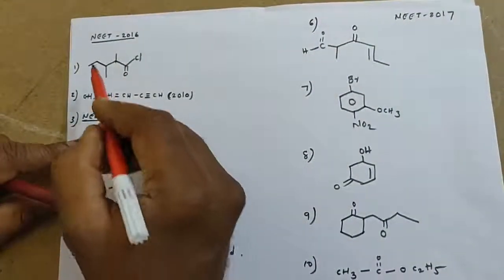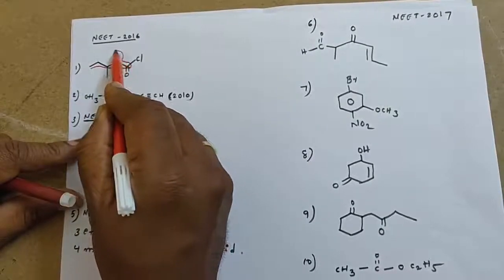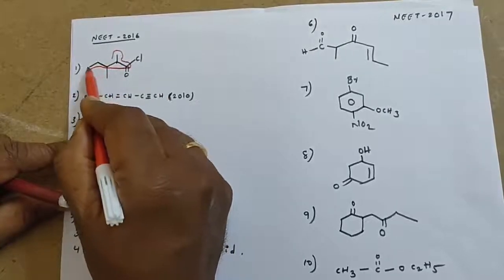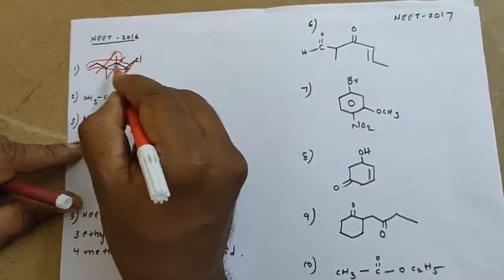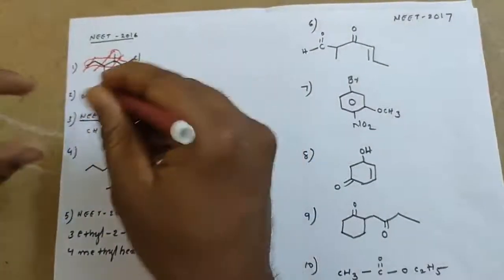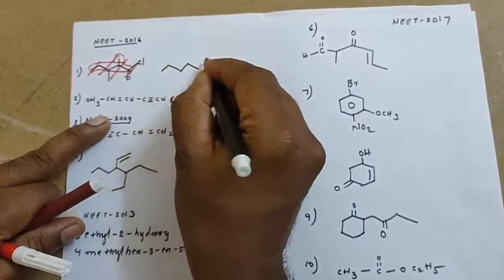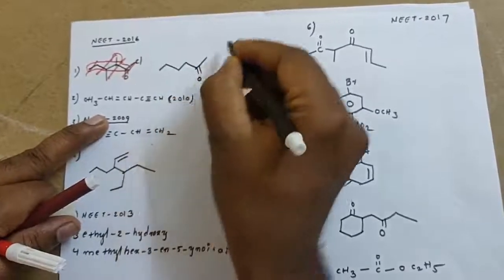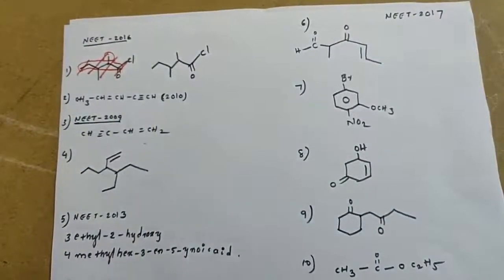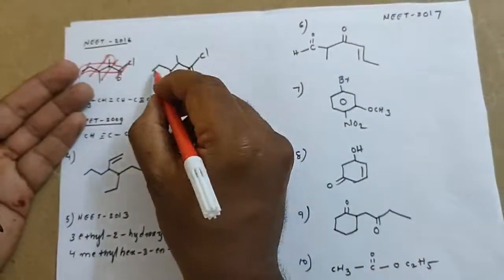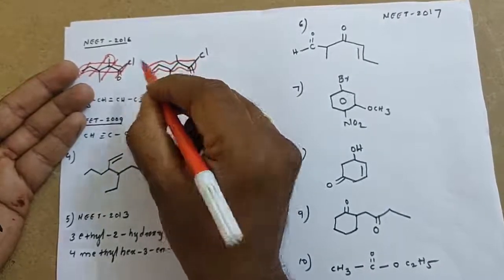First we have to select the longest chain. This is our longest chain. I'm very sorry, so once again I'm rubbing that. I will write that molecule. This is our molecule. Let me take our longest chain. This is our longest chain here.